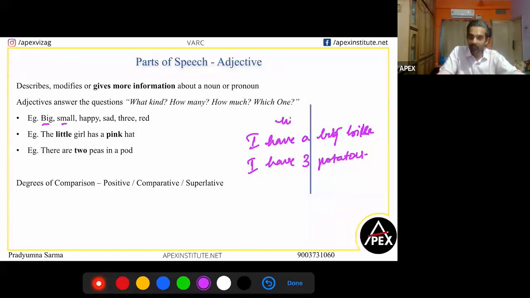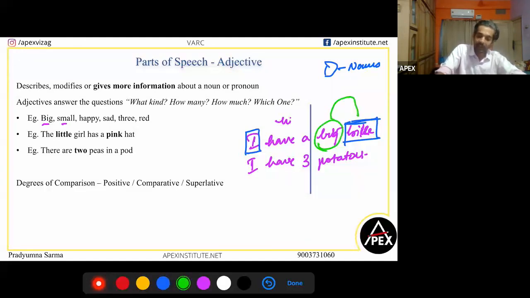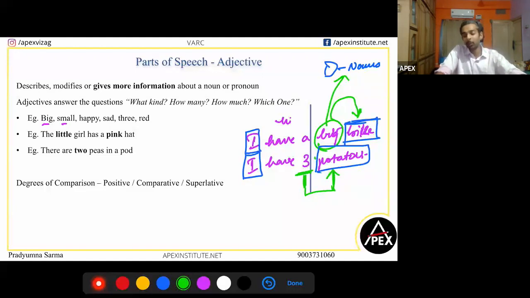If I say either of these things, can I say that in this entire sentence, I is a noun and bike is a noun? Correct. So the blue boxes are nouns here. Now this word big is telling me something about my bike. So it's telling me something about a noun, and that becomes an adjective. The same way, I have 3 potatoes. In this sentence, I is a noun and potato is a noun. So when I say I have 3 potatoes, this 3 is telling you something about potatoes, basically how many potatoes there are. So this 3 also becomes an adjective.